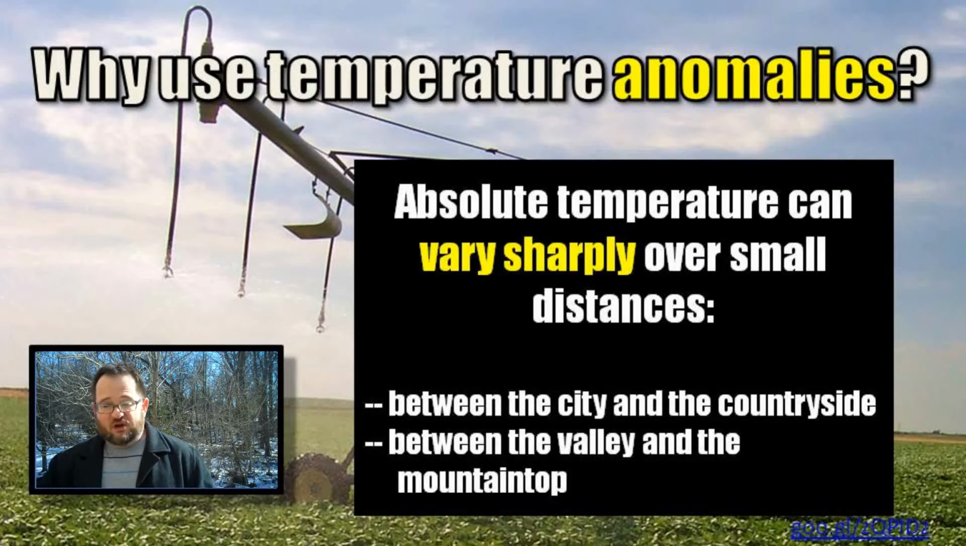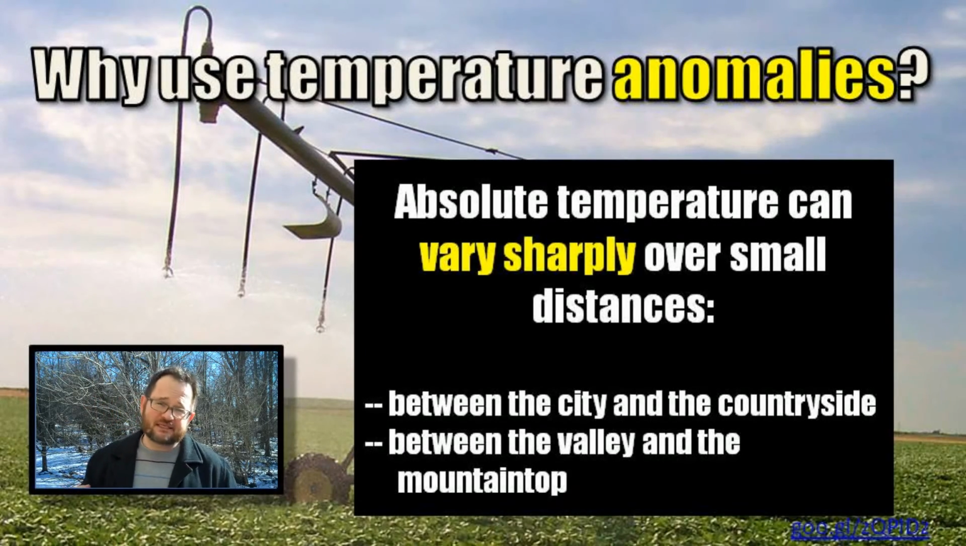Those temperatures might be lower than inside the city, but they are higher than their normal temperature. So as a consequence, it's easier to see the big picture when you're looking at temperature anomalies than when you're just looking at the absolute temperatures that are being observed at each of the stations.